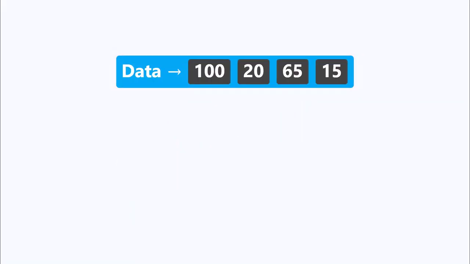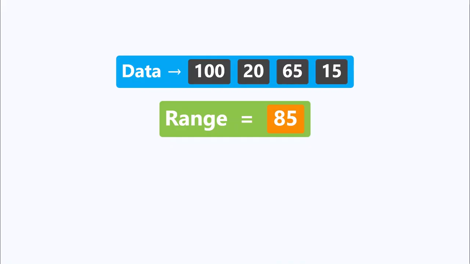Try finding the range for this dataset. Pause and calculate the difference between the max and min values now. The maximum is 100 and the minimum is 15. The range is 85.